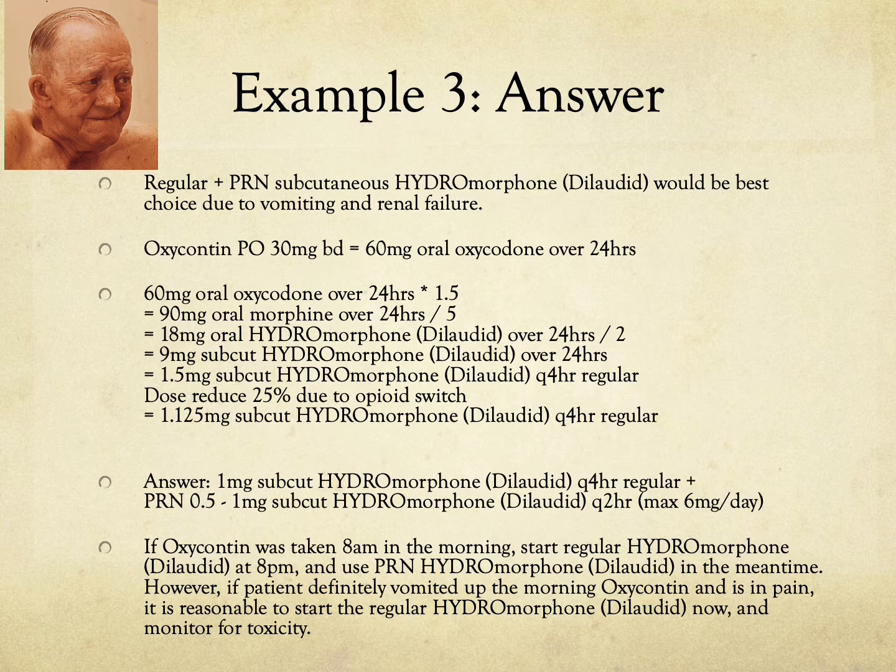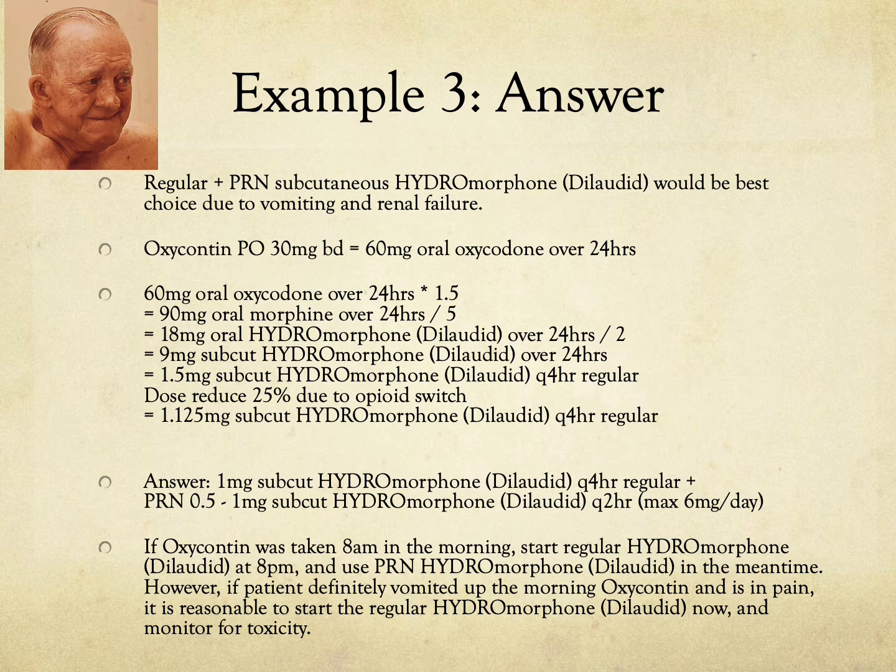Divide by 2 to get to subcut hydromorphone equals 9 milligrams subcut hydromorphone over 24 hours. Equals 1.5 milligrams subcut hydromorphone Q4 hourly regular, but we dose reduced 25% due to an opioid switch, equals 1.125 milligrams subcutaneous hydromorphone Q4 hourly regular. Now, the nurses would probably raise some eyebrows if you charted that exactly, so we're going to round up or down to the nearest reasonable number.